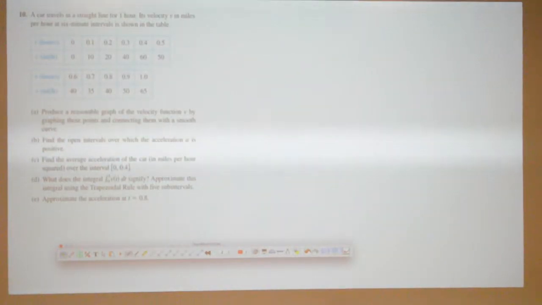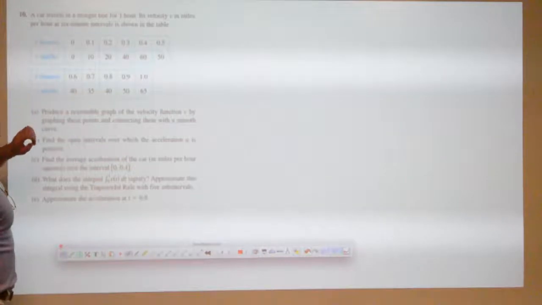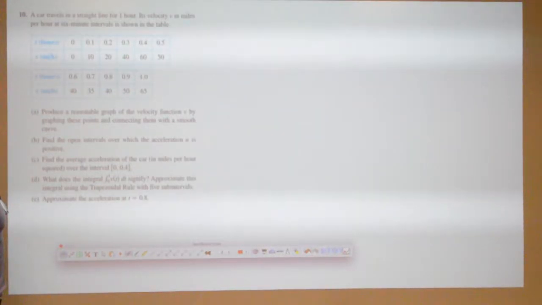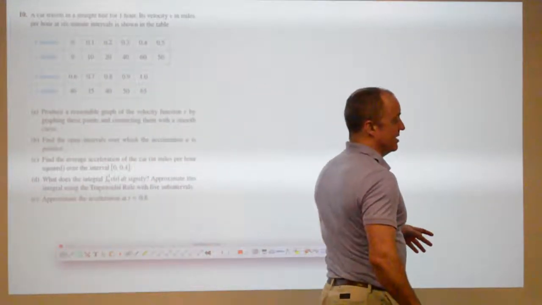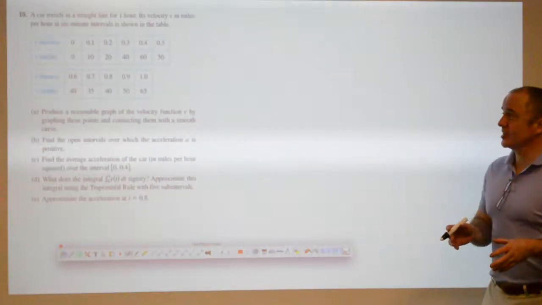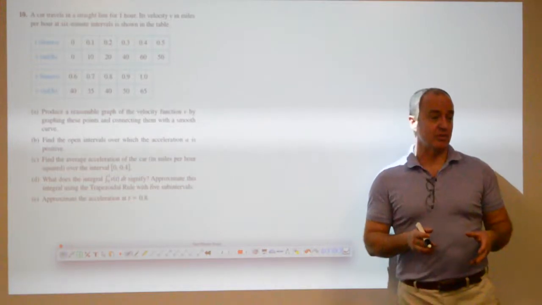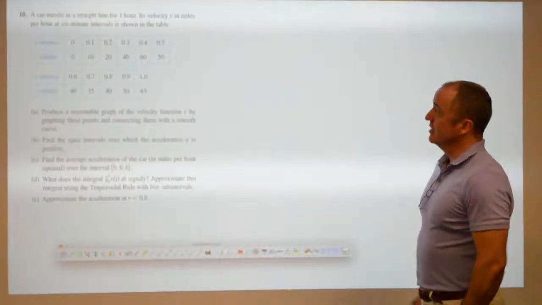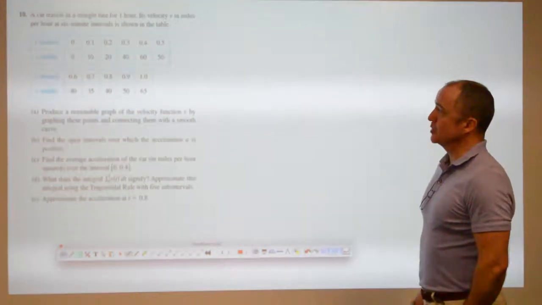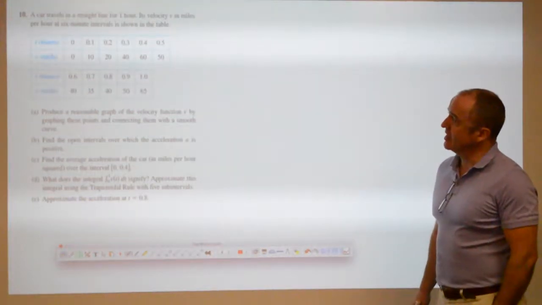A car travels in a straight line for 1 hour. Its velocity v in miles per hour at 6-minute intervals is shown on the table. 6-minute intervals. First thing that tells me is that's going to be our delta x. And this is going to be one where we can actually use the trapezoid rule because our delta x is going to be the same thing every time. So we're going to go in basically with the trapezoid rule. We're going to connect these dots with straight lines.